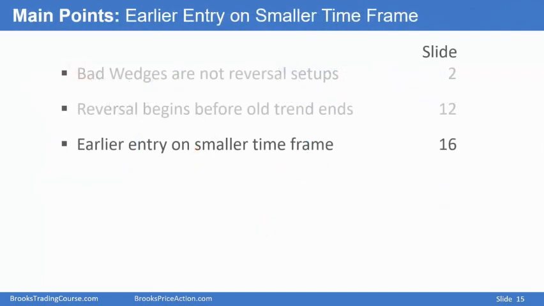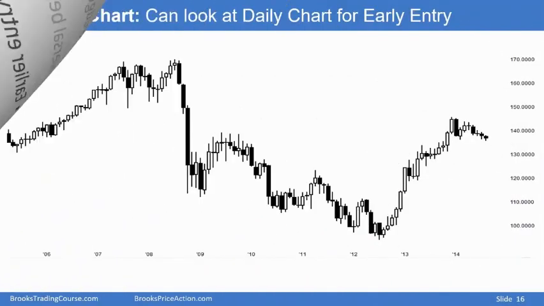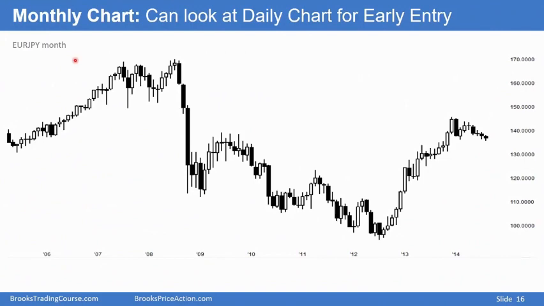You can enter earlier on the smaller time frame chart. I think traders will make more money if they just trade the chart that's in front of them and not look at other charts. This is the euro versus the yen, a monthly chart, clearly a wedge bottom, 1, 2, 3, or 3. And then a good IOI buy setup here.